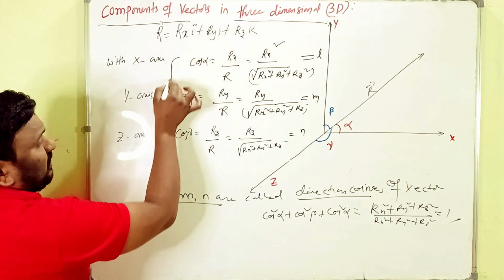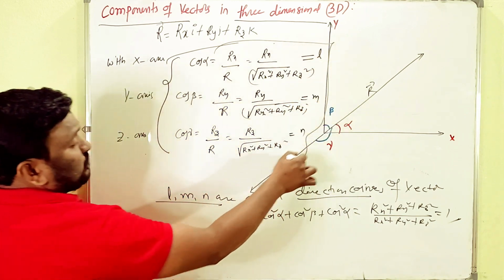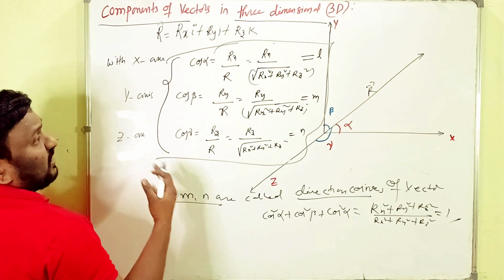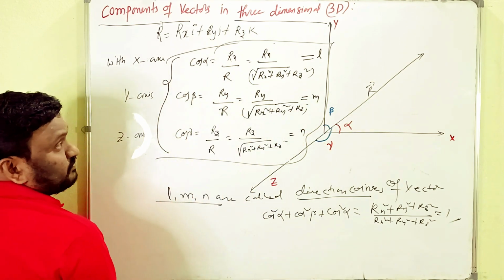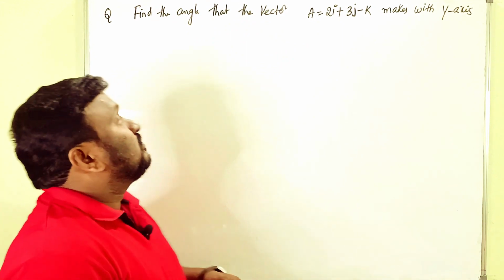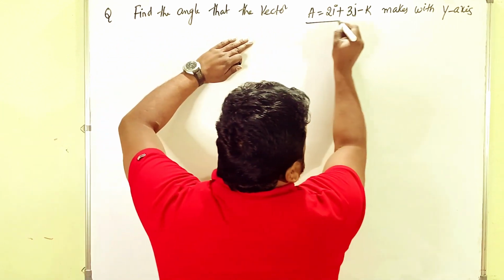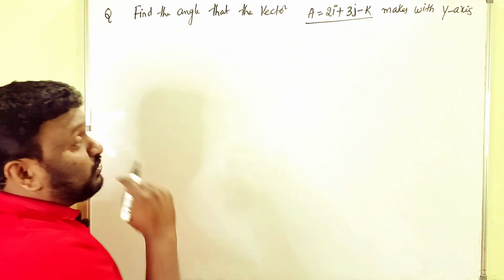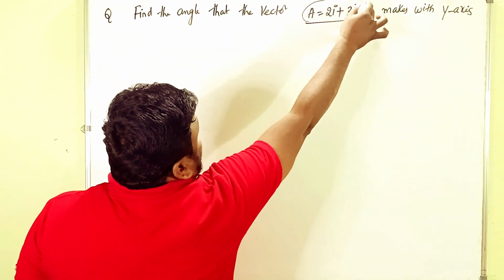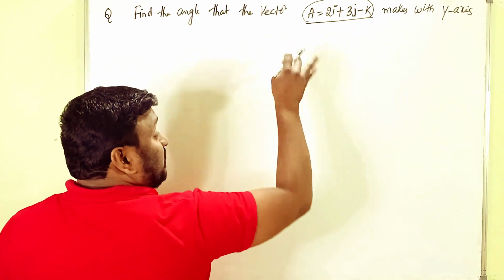You have to remember the formulas for problems. These are very, very helpful to you. By using the direction cosines of a vector, we find the values in the problems. Let's see one example problem. Find the angle that the vector A is equal to 2i plus 3j minus k makes with the y axis. So one vector is given, and we have to find the angle made by that particular vector with the y axis.